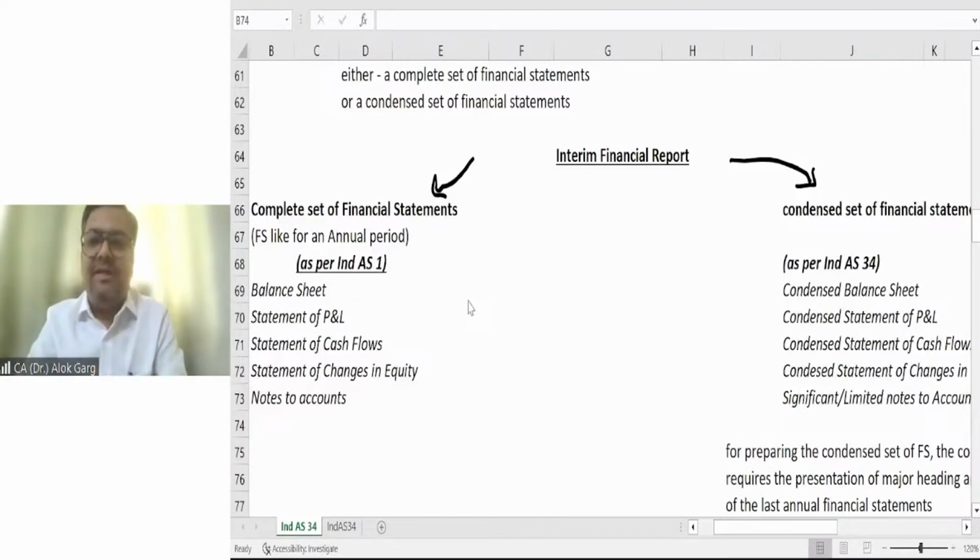Vanshika is asking, sir, what is condensed? So let me speak about that, Vanshika. I have not covered that. Okay. Condensed, in Hindi meaning, means a smaller version. Now, what is meant by condensed?